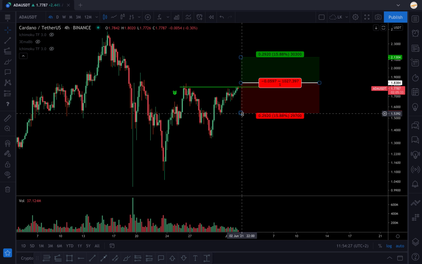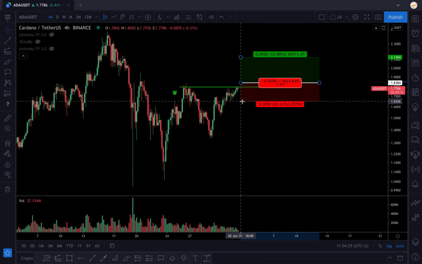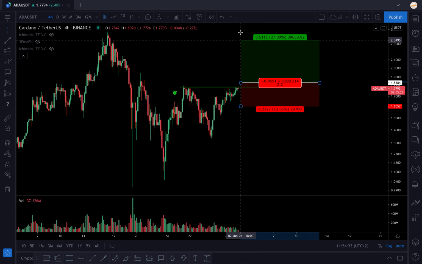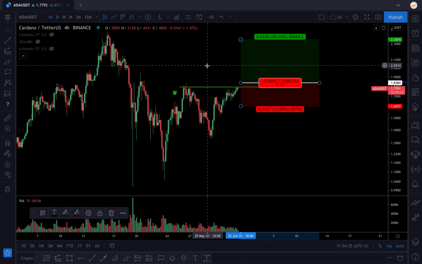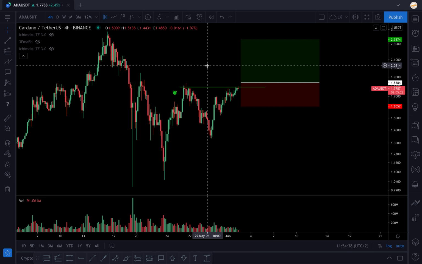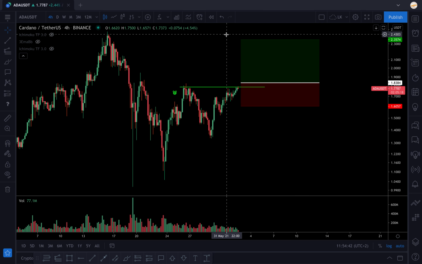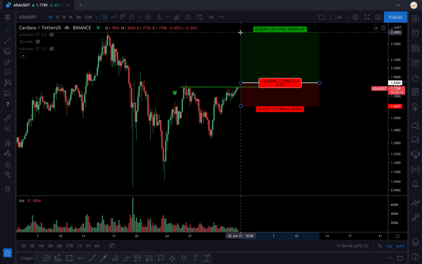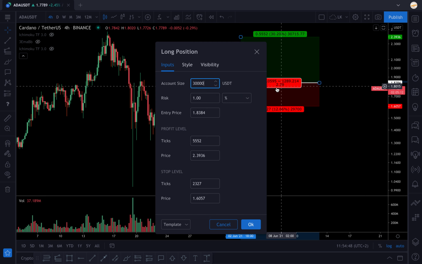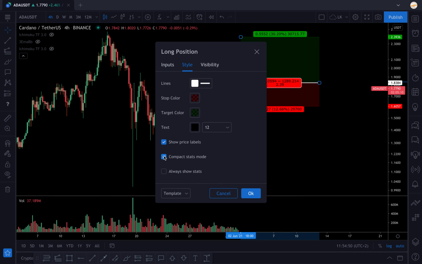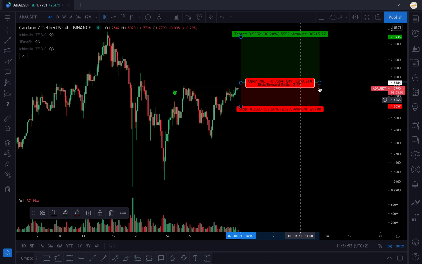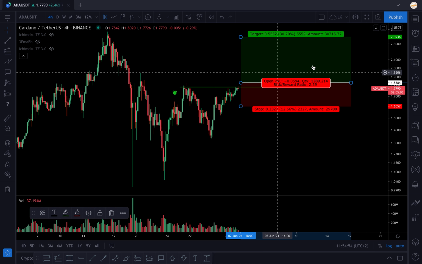So what does that mean? This is your stop loss, your theoretical stop loss that you're going to move around, and this is your take profit. The take profit is not really useful when it comes to risk, because your risk depends on your stop loss, not on your take profit. We're okay with that. Take profit will tell you the theoretical risk to reward that is displayed right there. I'm going to remove the compact statistic mode. So there you see everything is displayed.